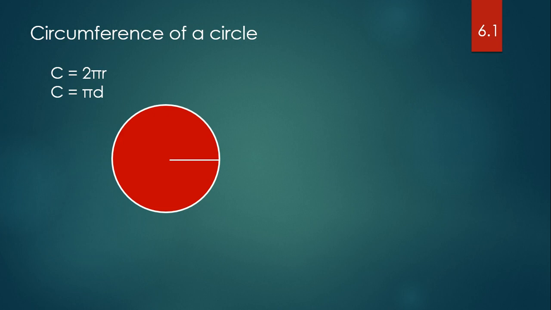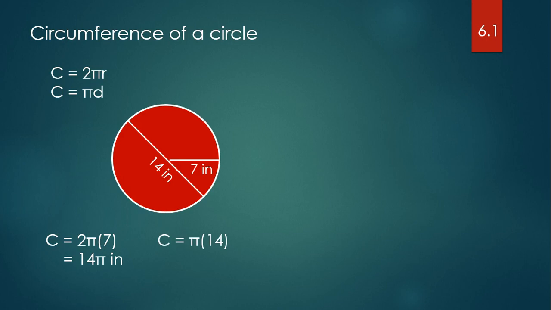So suppose we have a circle and we know that the radius is 7 inches and we want to know the circumference. Since 7 inches is a measure of radius, we can say that the circumference is 2 times pi times the radius of 7, or 14 pi inches. Or if we knew the diameter of the circle, which would be 14 inches, we can say that the circumference is pi times the diameter of 14, or 14 pi inches.